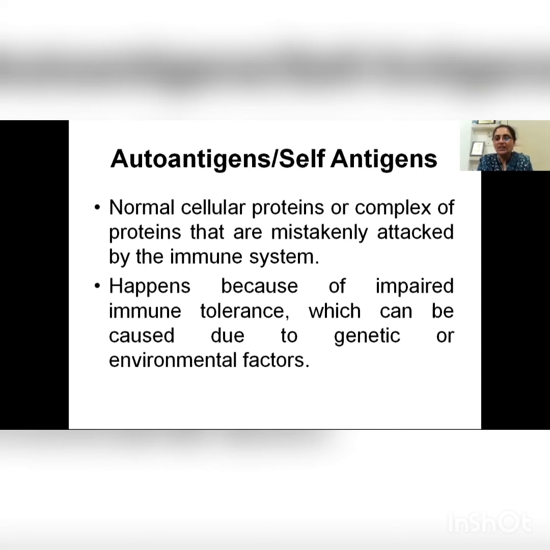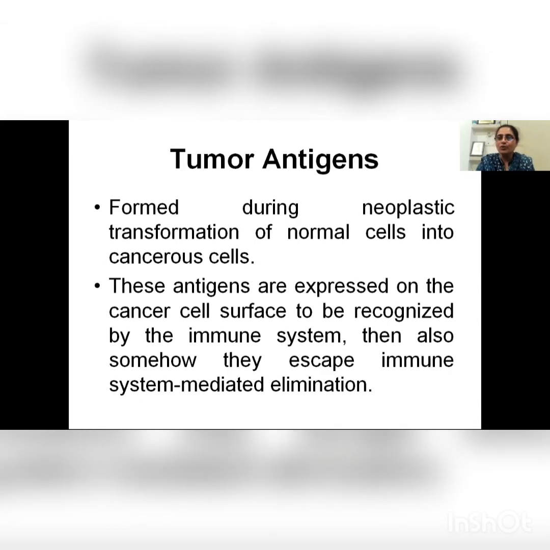Now coming to autoantigens. Auto, as the name says, means they are self antigens. They are formed in our body. Our own normal cellular proteins or complexes of proteins are mistakenly attacked by the immune system. Our body's own protein is taken as foreign. This can be because of some immune intolerance or some defect in the immune system, giving rise to our body cells fighting their own cells, treating them as antigens. So this kind of antigen can also exist, that is autoantigens.